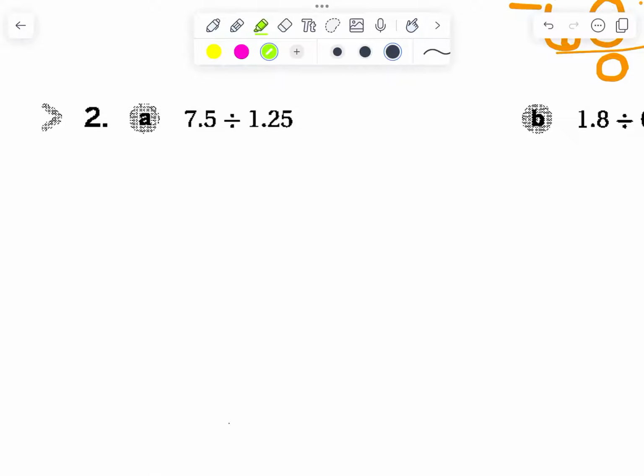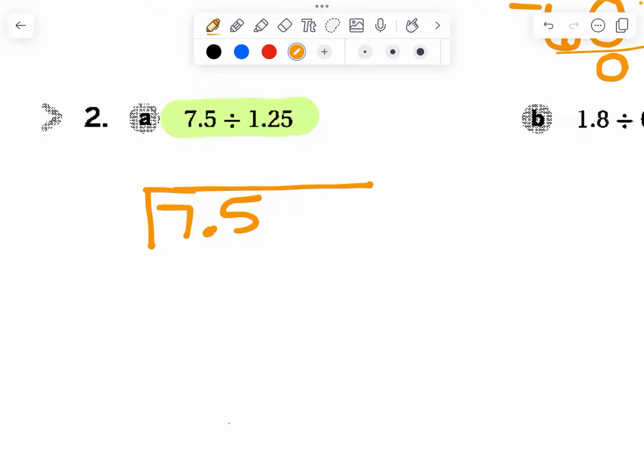All right, let's take a look at number 2. This one is read 7 5/10 divided by 1 25/100ths. The first number is your dividend that goes on the inside. The second number is your divisor that goes on the outside. That's what you're dividing by.